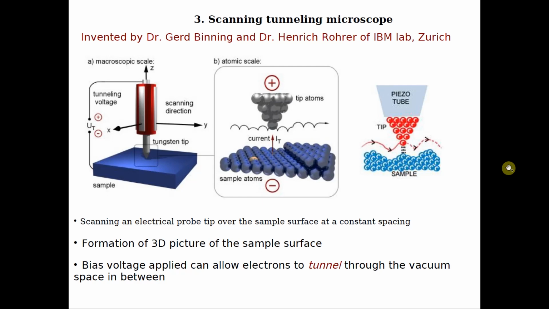So we are going to consider one type of electron microscope, that is a scanning tunneling microscope, also called a scanning probe microscope. This particular microscope was invented by Dr. Gerd Binnig and Dr. Heinrich Rohrer of the IBM lab, Zurich. What we have is a probe with a tip, something like a pointed pencil or a pointed pen tip. This is your probe tip and it is kept over the sample. The probe is made up of tungsten, so it's a tungsten tip.